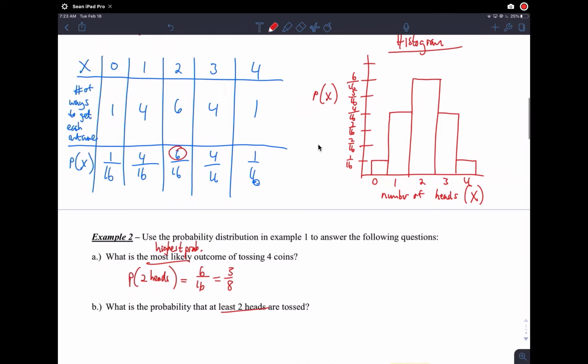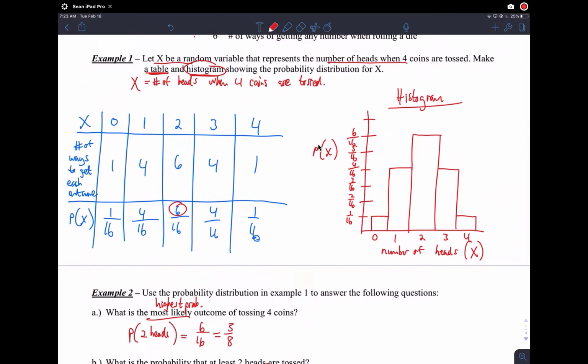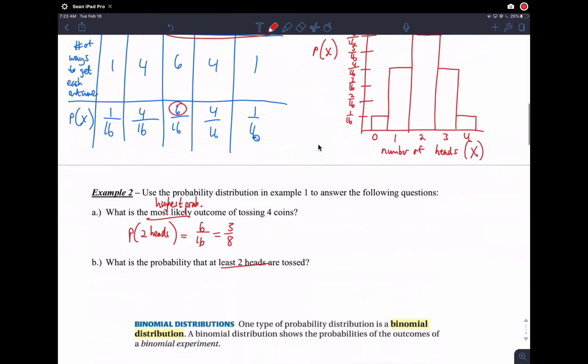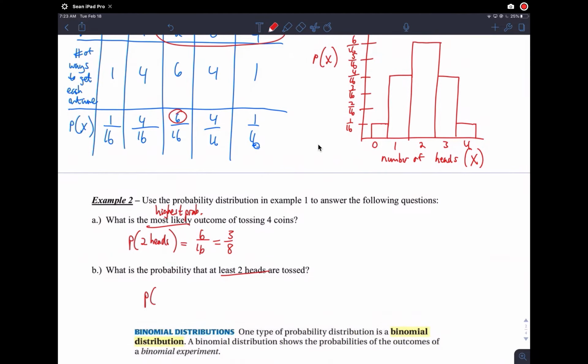At least 2 heads. Well, at least 2 heads means 2 heads, or 3 heads, or 4 heads. Okay, so these are my outcomes that are at least 2 heads. So we say, oh, it's the probability of 2 heads, or, but remember we said last class, or means plus in mathematics, the probability of 3 heads, or the probability of 4 heads.